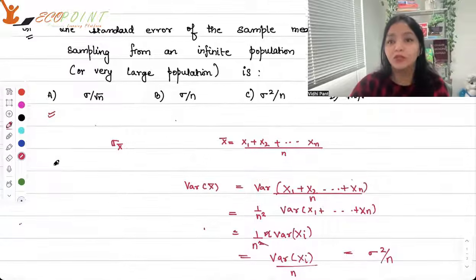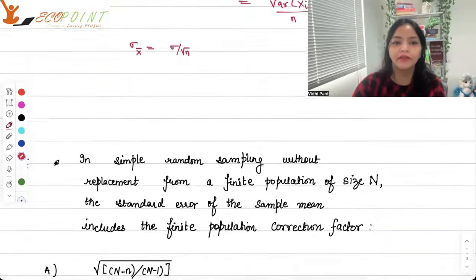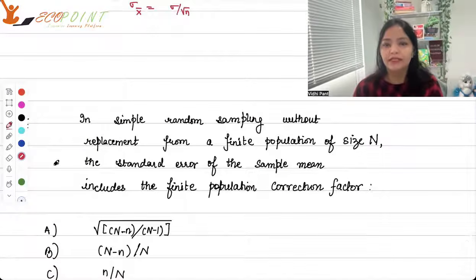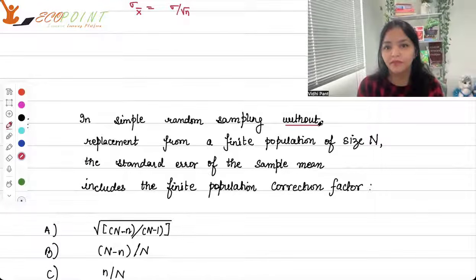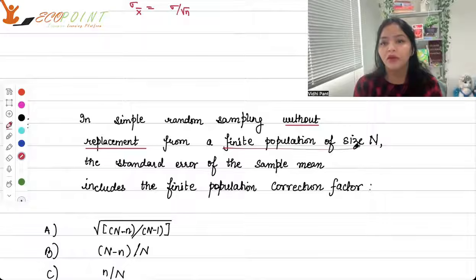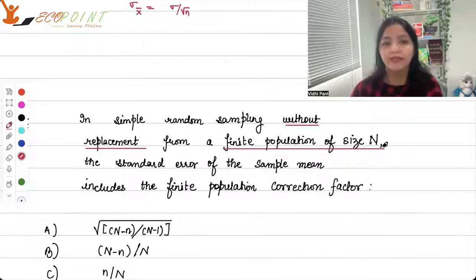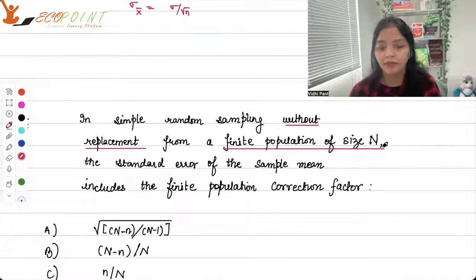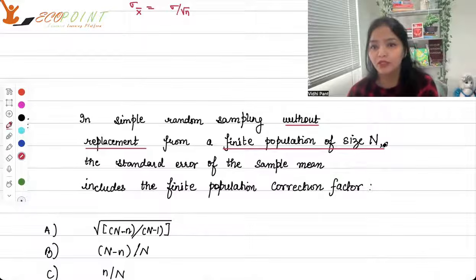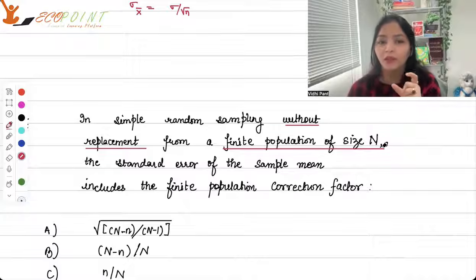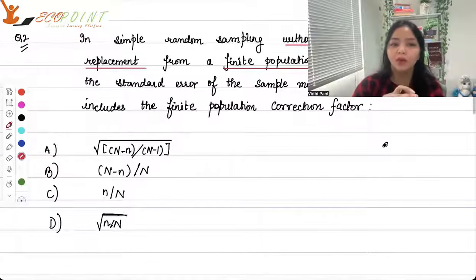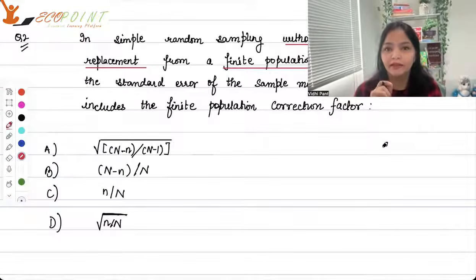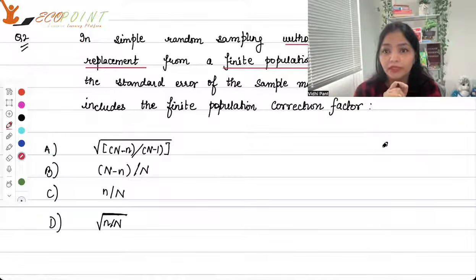Now let's get to a twist in this kind of scenario. Suppose you have a simple random sampling without replacement from a finite population of size capital N. The standard error of the sample mean includes the finite population correction factor. What is this finite population correction factor? These are the options given to you, and the correct answer is option A.